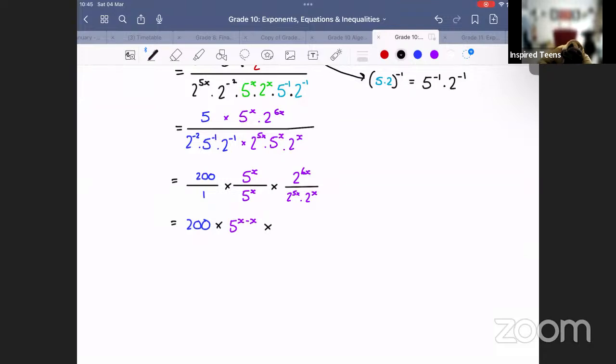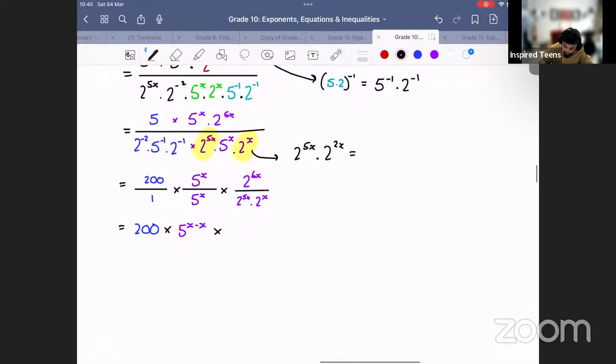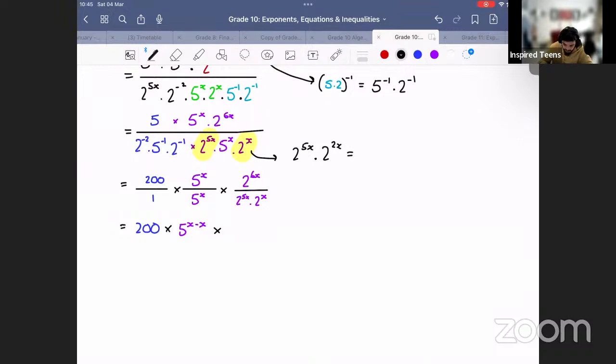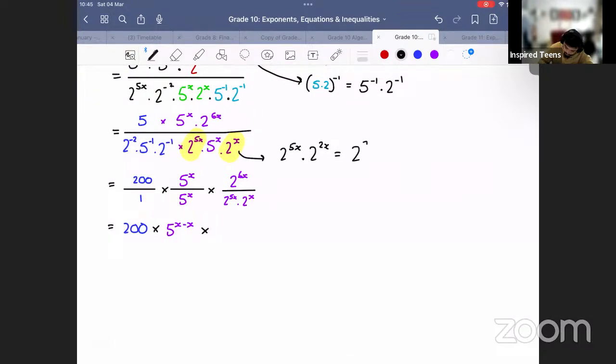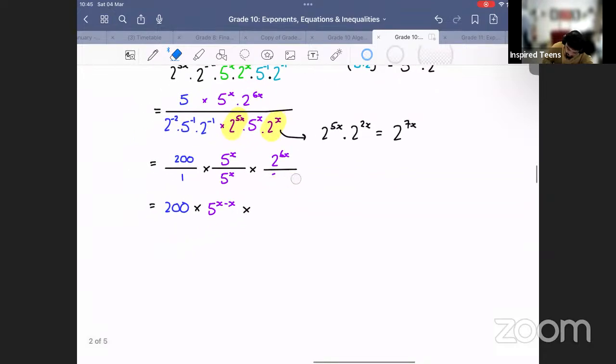Now, at the bottom here, let us simplify this before we carry on. 2 to the 5x times 2 to the x. Remember, these are the same bases with different exponents. In multiplication, I add my exponents. So this becomes 2 to the power of 6x. So instead of that, I'm going to write 2 to the power of 6x. And thereafter, same bases in division, I can subtract the exponents, top minus bottom: 2 to the power of 6x minus 6x.